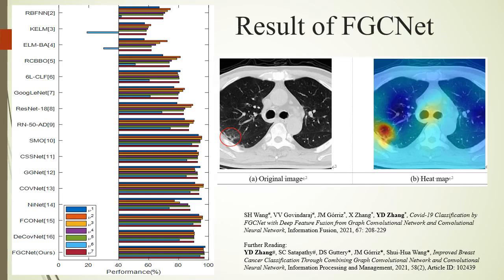We can find here on the left there's a red circle that shows how the radiologist delineates the lesions of the COVID-19 patient, and on the right, similarly, we can see that our AI model can locate and find the precise positions of the lesions of the COVID-19, which demonstrates the effectiveness of our FGCNet model.